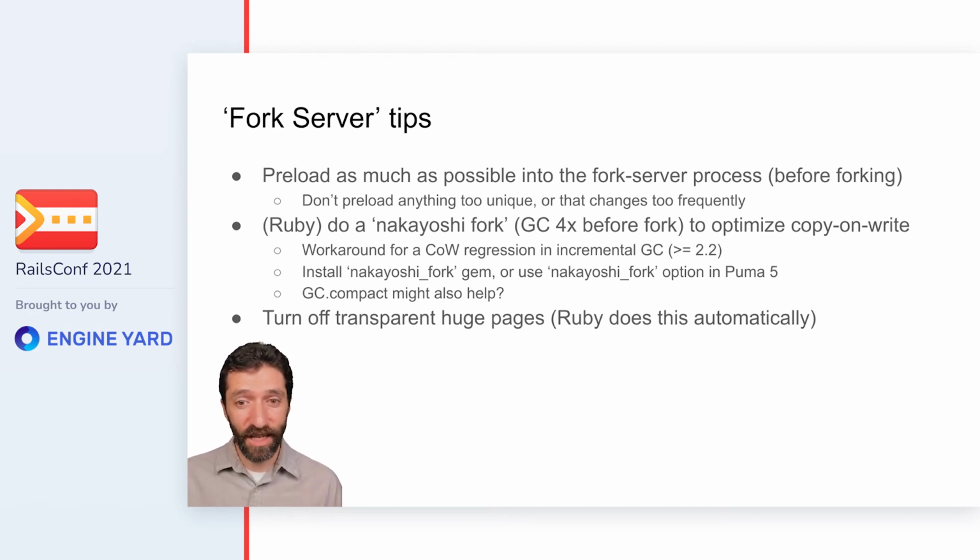But by running GC 4 times in a row, which is more than the max age of 3, it marks all of the existing objects in memory old, and so then their age won't get updated anymore, and so they're copy on write friendly again.